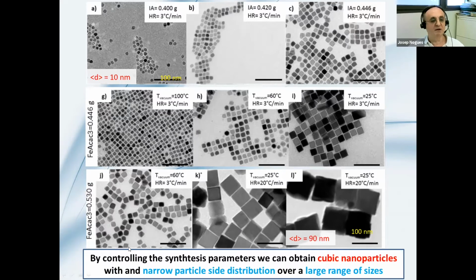And also a final approach we did to control the size is to change the heating rate, or change the total volume of sample we have in the reaction vessel. And you can see that the maximum nanoparticles we can make are about 90 nanometers. So we can grow cubic samples, with narrow particle size distribution, from 10 nanometers to 90 nanometers just by playing around with the reaction conditions. And they all have very narrow particle size distribution.